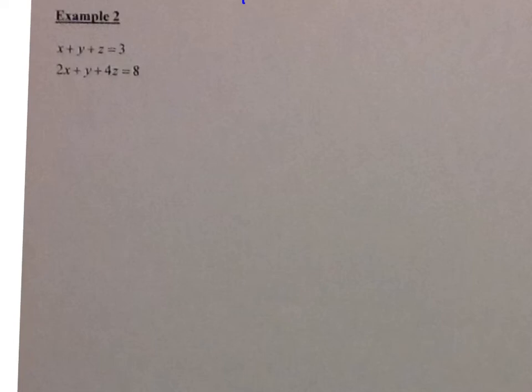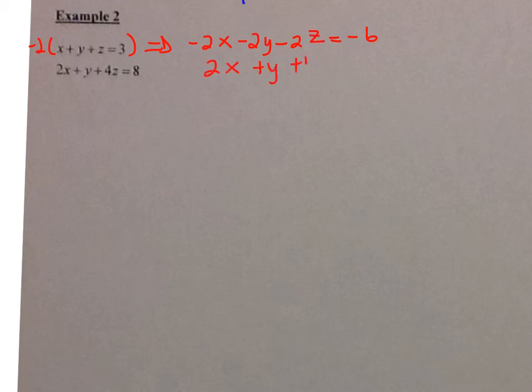Okay, so my non-square system of equations is x plus y plus z equals 3, and 2x plus y plus 4z equals 8. So I'm going to start off by eliminating my x value. So I'm going to multiply the top equation by negative 2. So I get negative 2x minus 2y minus 2z equals negative 6, and 2x plus y plus 4z equals 8.